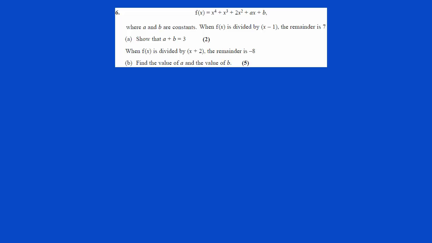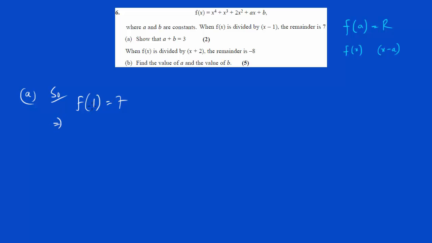Question 6. Remainder Theorem. f(x) is a function and we know that when f(x) is divided by x minus 1, the remainder is 7. Remember, the remainder theorem is f(a) equals the remainder when f(x) is divided by x minus a. So for question A, we can use the concept: f(1) equals 7. That is the remainder theorem.